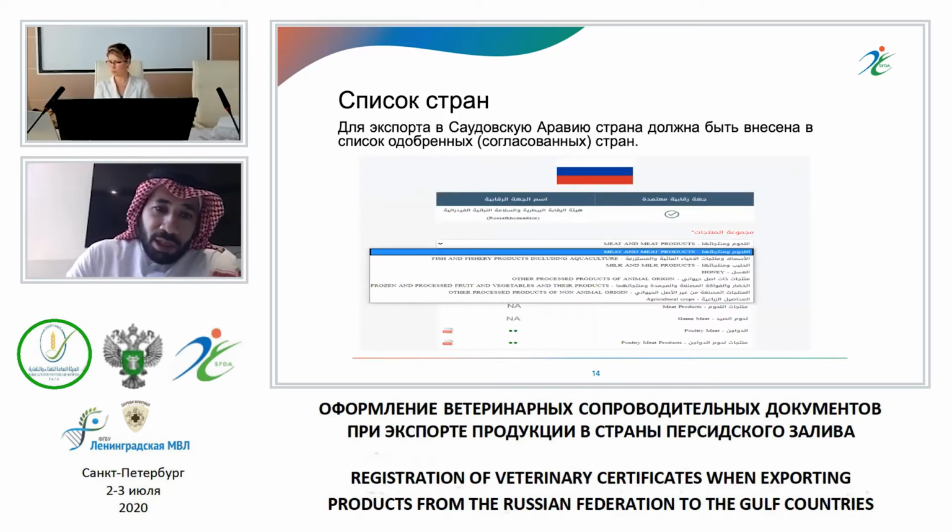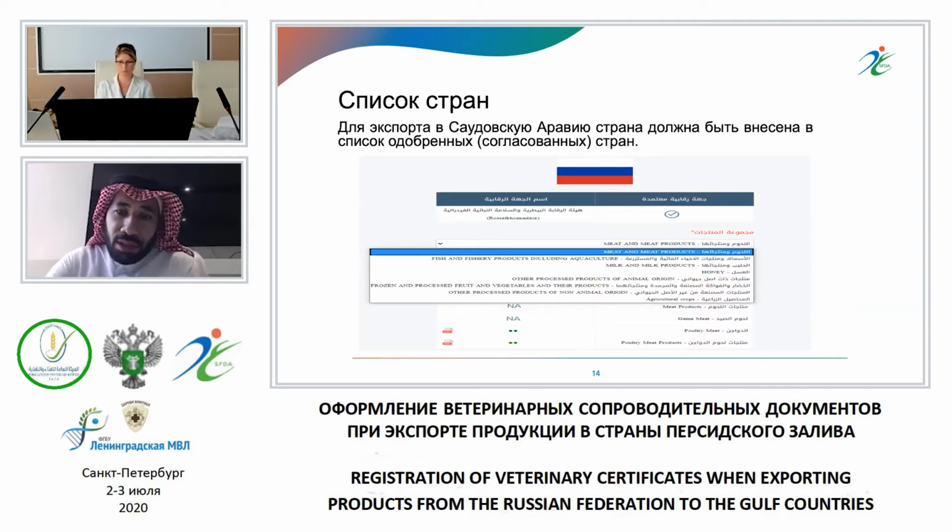So this is mainly how it looks on our website. If you can see the approved competent authority in Russia, and the mark that says it's approved, and on the list it says the meat products, fish and fishery products, milk and milk products, honey, and other products. If you click on each one of these, you will find the establishment approved by the SFDA related to each sector of this. And then you will have a PDF file.